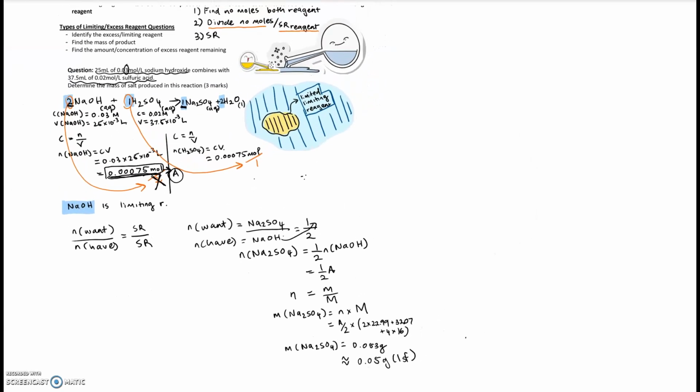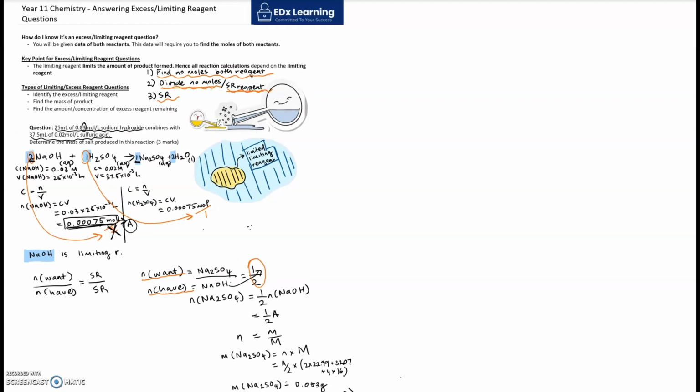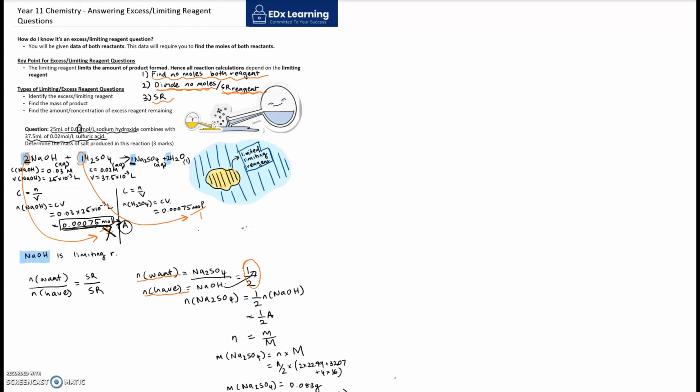So recall, for any excess limiting reagent question, there are 3 key steps we're going to take. If we see data about both reactants to find the number of moles of both reactants, we can assume it's an excess limiting reagent question. We then, number 1, find the number of moles of both reagents. We divide the number of moles of each reagent by the number in front of that reagent to clearly identify the limiting reagent. We then simply apply stoichiometric ratio, which involves putting the number of moles of what you want over the number of moles of what you have and equating it to the respective ratios. And this is how you solve every single excess limiting reagent question. And that concludes the video.